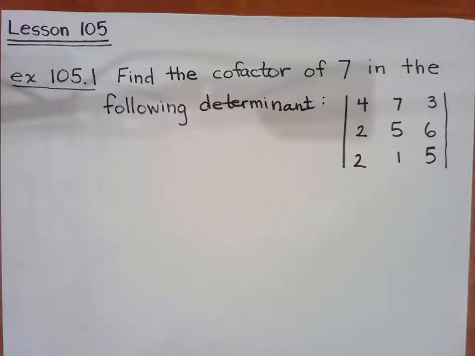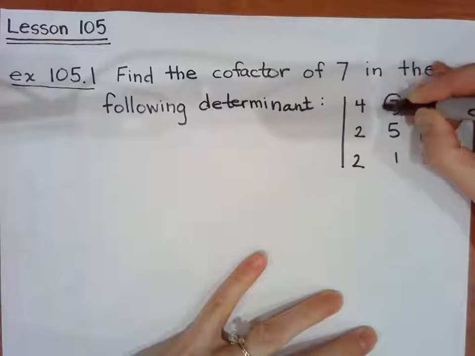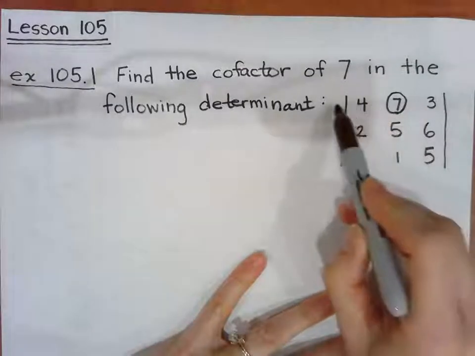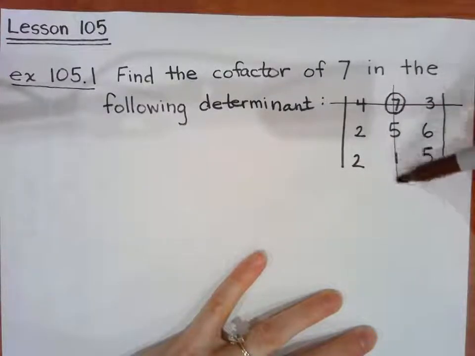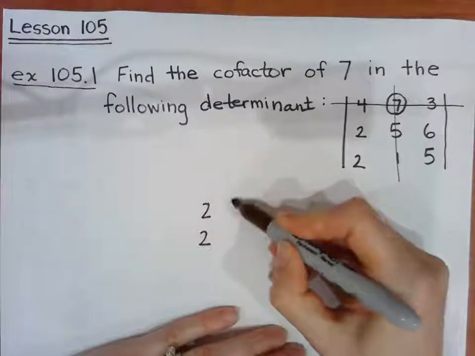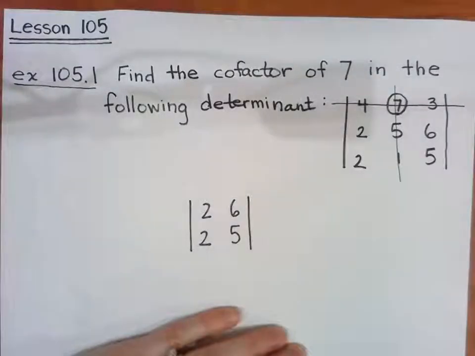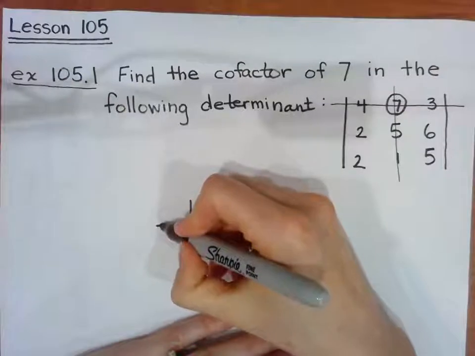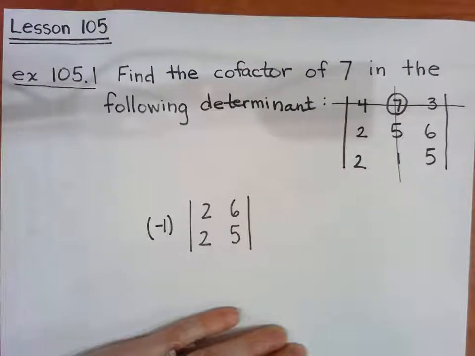So we need to find the cofactor of 7 in this determinant. To find the cofactor of 7, you find the number 7, and then you take out its row, and you take out its column. And the numbers that are left, the 2, 2, 6, 5, we would find the determinant of that, as well as a -1 raised to the row plus column power.